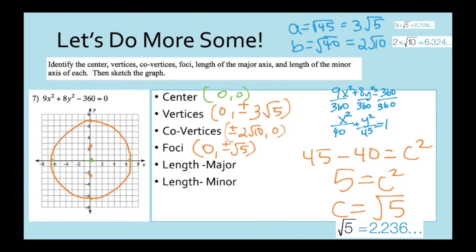The length of our major axis, we said, was twice our a value. What is 2 times 3 square root 5? Well, it happens to be 6 square root 5. And the length of our minor axis is this direction, which was 2 square root 10 each direction. And 2 times 2 square root 10 is 4 square root 10. We found all of our information. Let's go to something different.